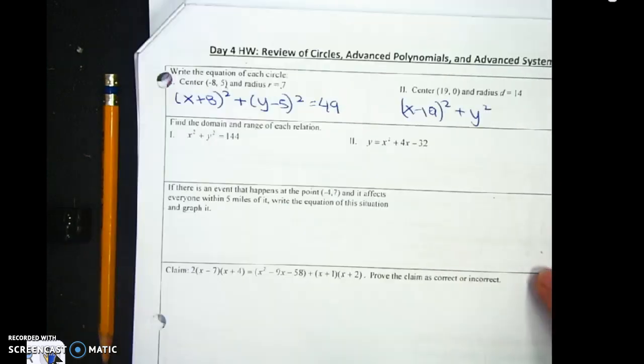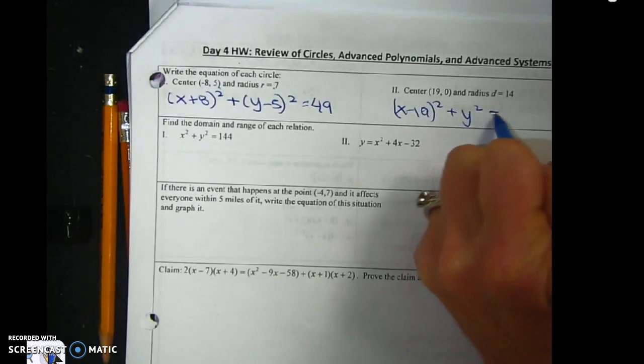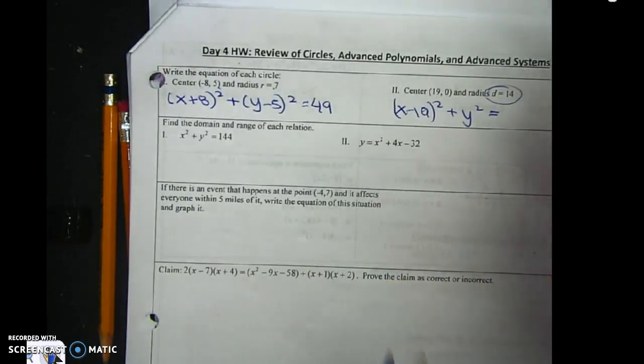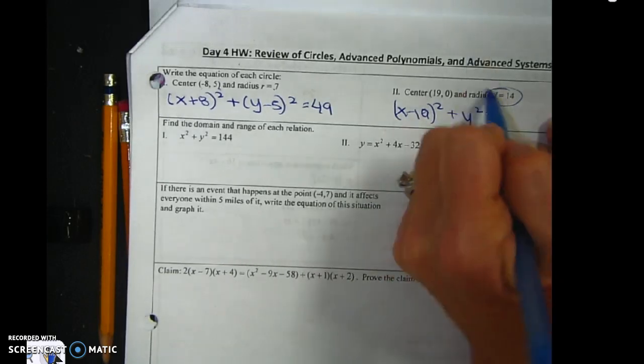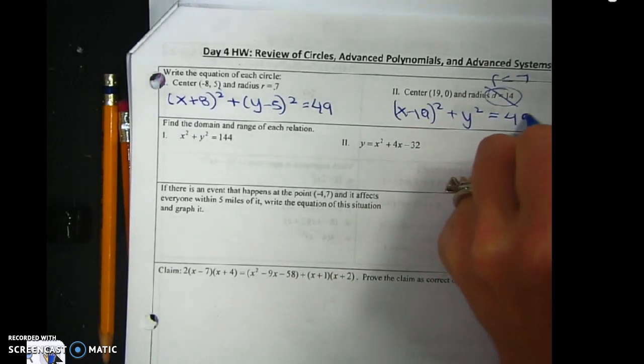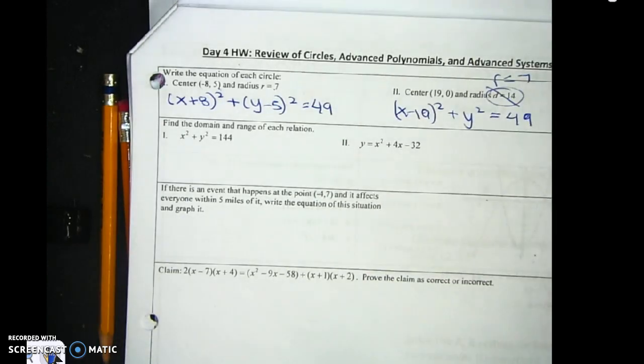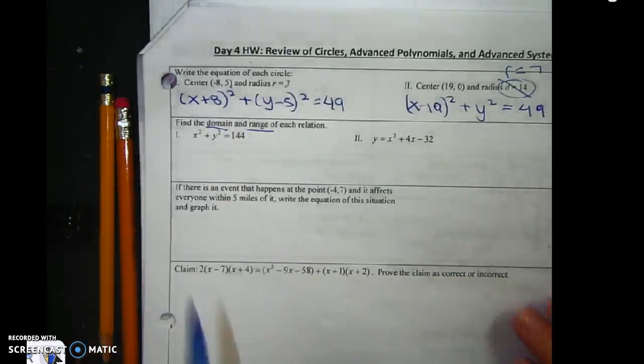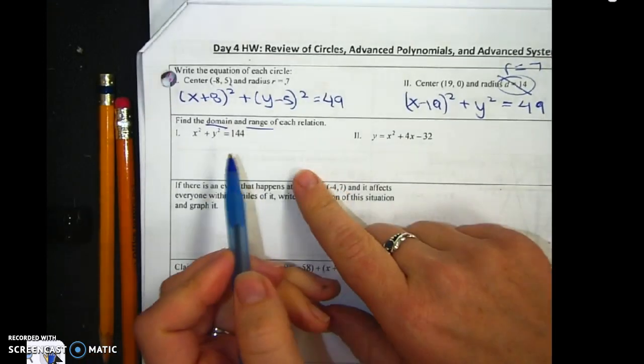Please don't put plus 0 or minus 0. Equals, now careful, because it says the diameter is 14. And it's not the diameter I want, it's the radius. So the radius is half, square that, 49. Okay. Find the domain and range of each relation, of each equation.